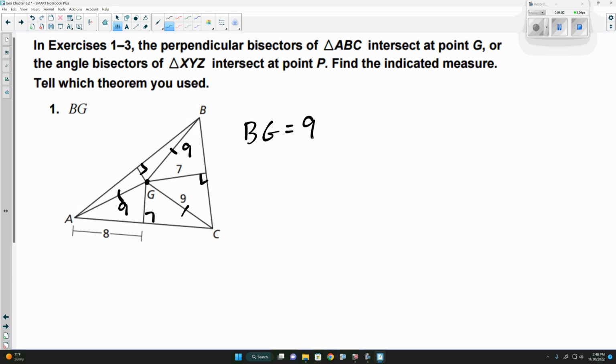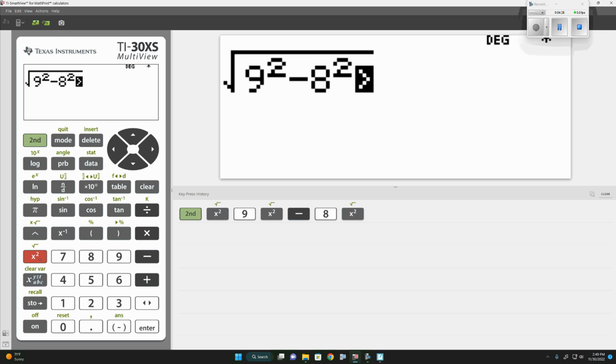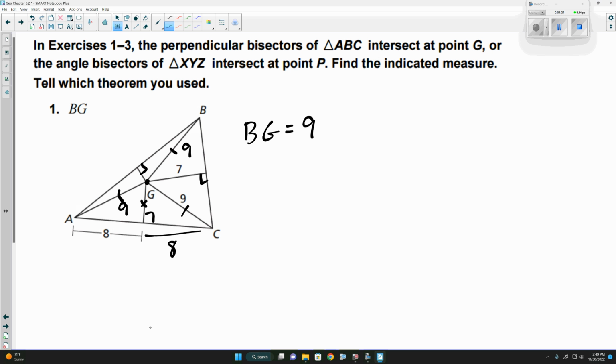Now this here would be 8. And we could go about finding the length of this here, but that would not be 9. It would be less than 9, because the exact value for it would be square root of 17. Any other questions on this here?